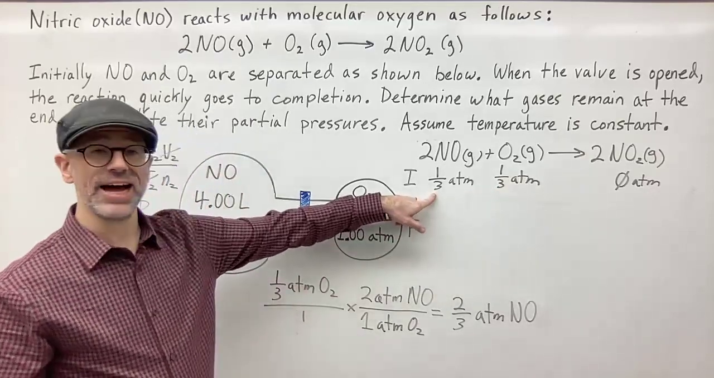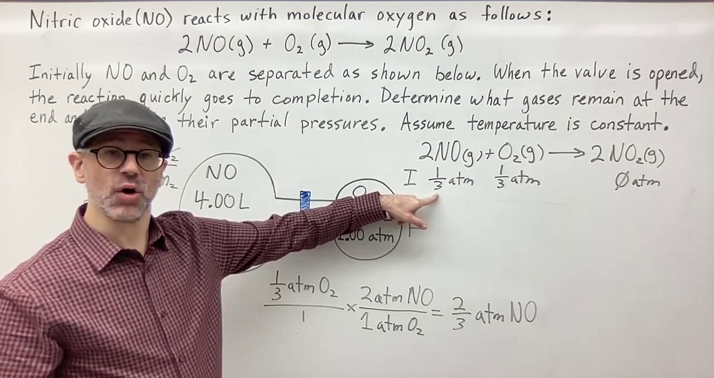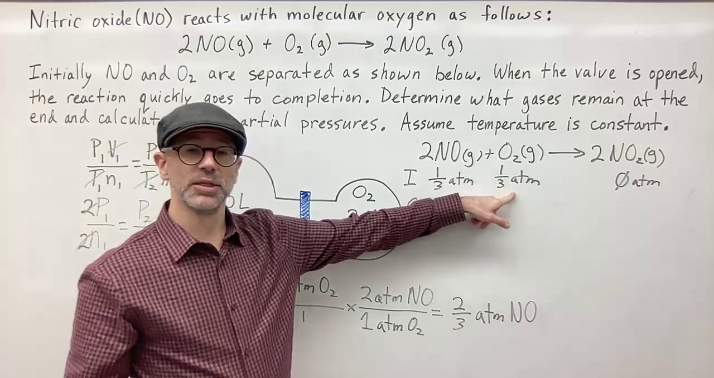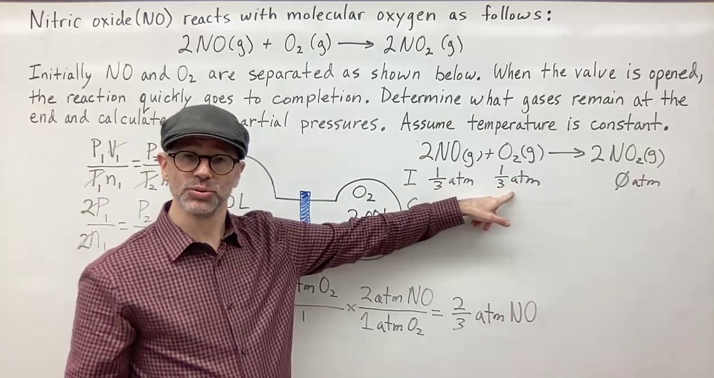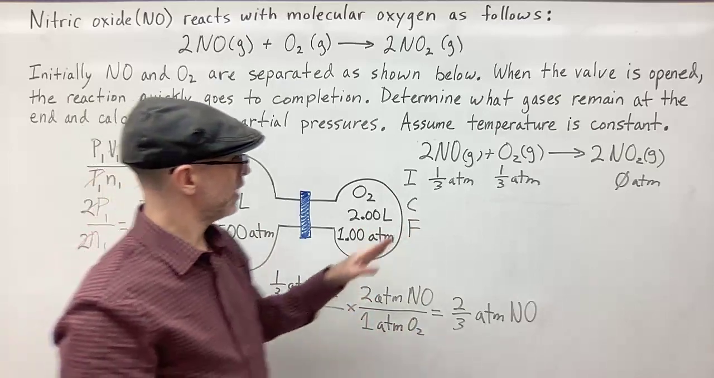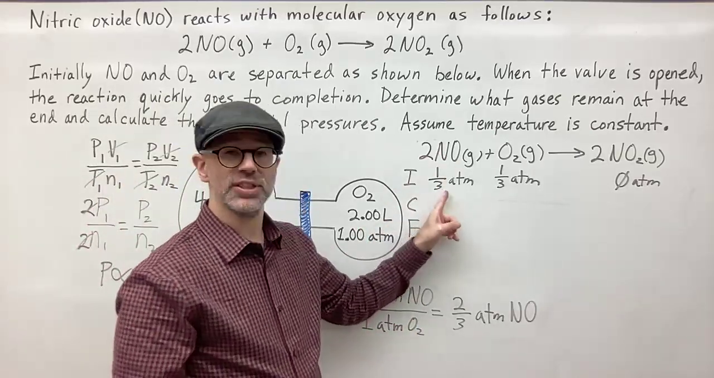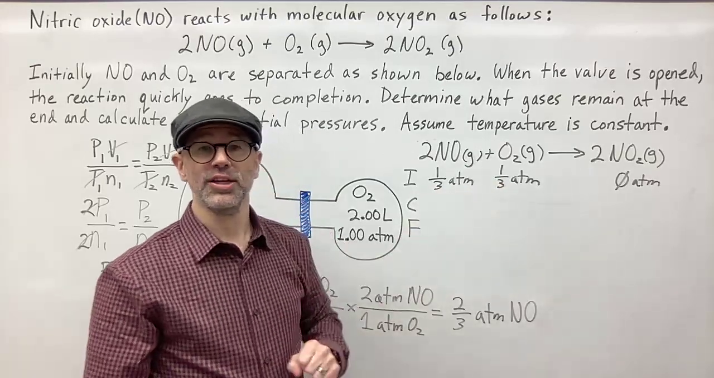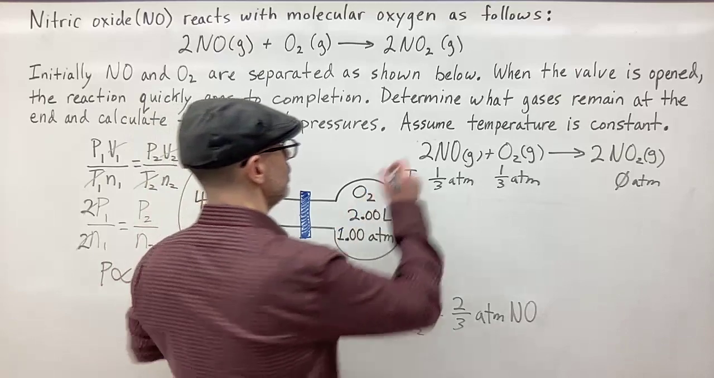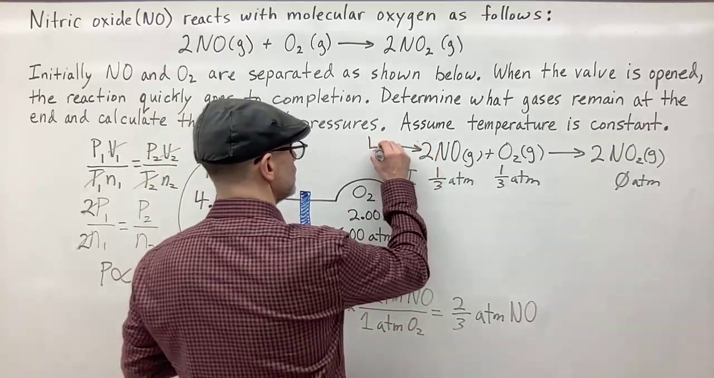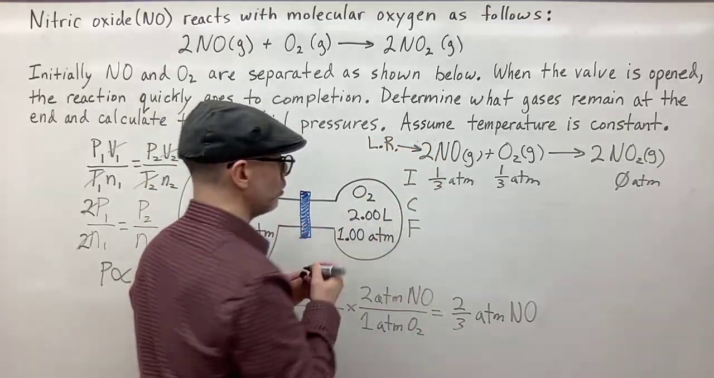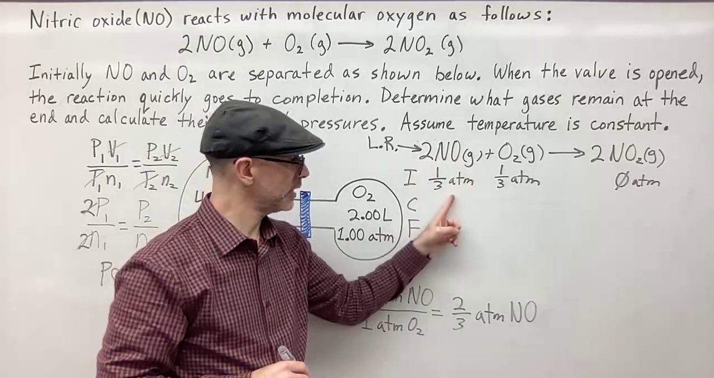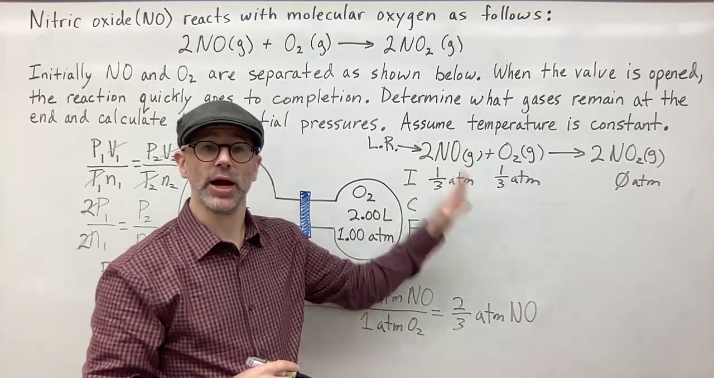But you'll notice I only have 1/3 of an atmosphere of NO. I don't have enough of the NO to react completely with all of this O2. So that tells me that this is going to run out before this does. So this NO is my limiting reagent. NO is the limiting reagent. So now I know that this is going to react completely. This is going to be gone. This is going to run out first.